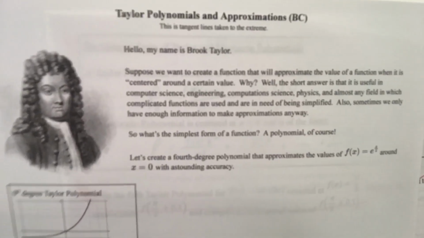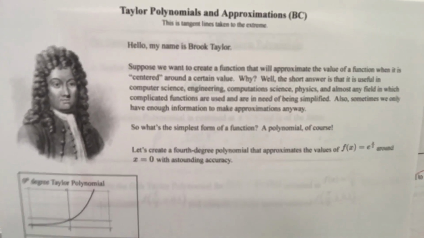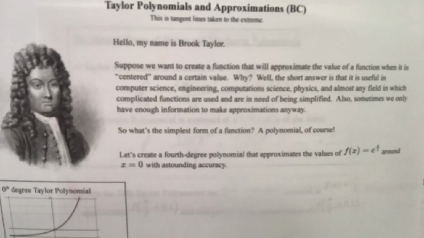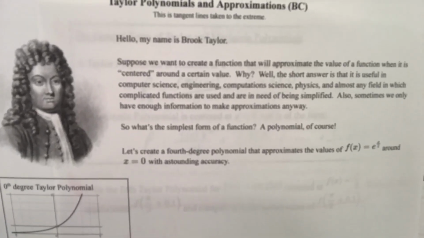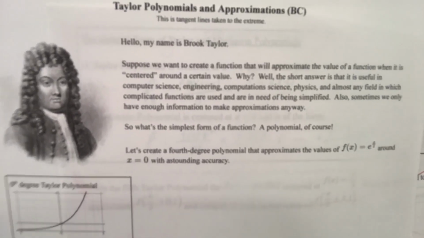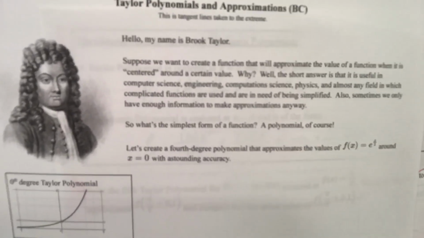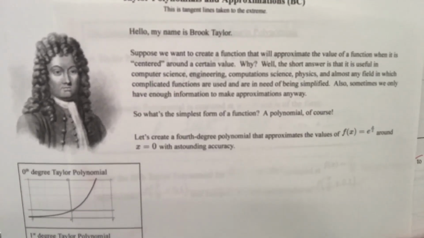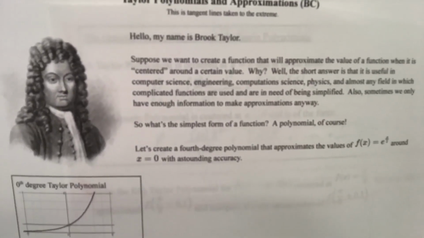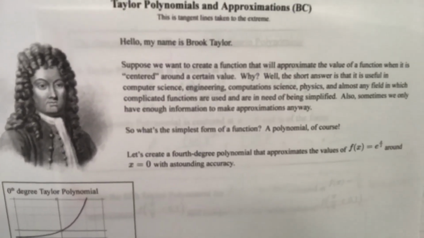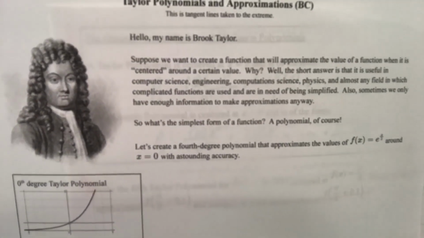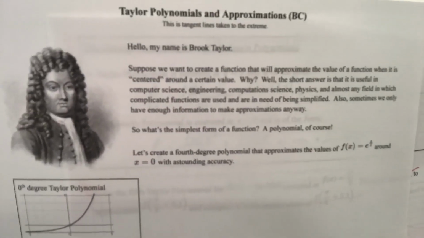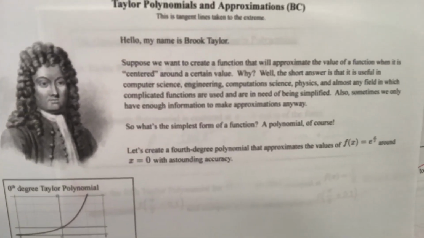Suppose we want to create a function that will approximate the value of another function when it is centered around a certain value. Why? Well, the short answer is that it is useful in computer science, engineering, computational science, physics, and almost any field in which complicated functions are used and are in need of being simplified. Also, sometimes we only have enough information to make approximations anyway. So what's the simplest form of a function? A polynomial, of course.